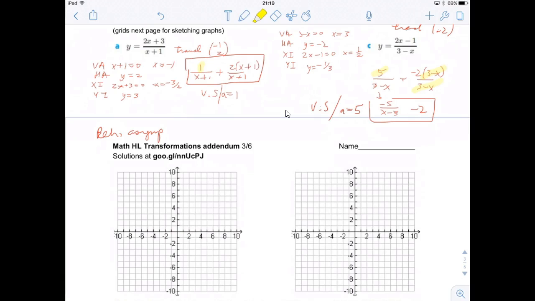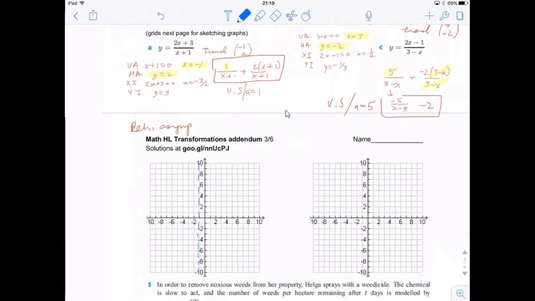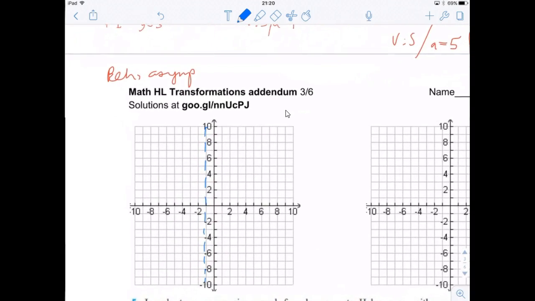We have x equals -1 and y equals 2 on this one, and on this one we have x equals 3 and y equals -2. Let's do our asymptotes in blue. So for this one, x equals -1 is a vertical asymptote located at x equals -1. So there it is right there. And the horizontal asymptote is the horizontal line located at y equals 2.